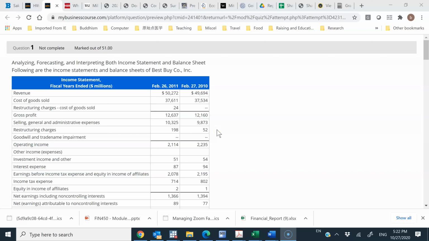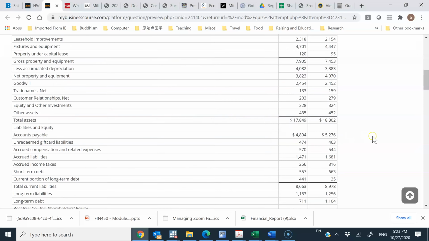So this is question number 1 on homework 8 for module 11. And this is a typical question about forecasting income statement and balance sheet. So we're provided with the current income statement of this company, Best Buy, and also the balance sheet.